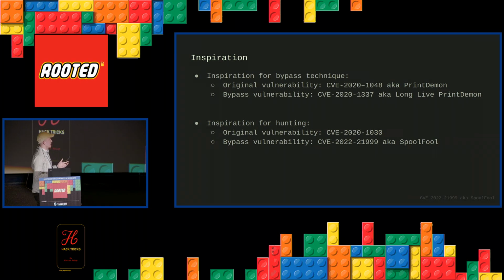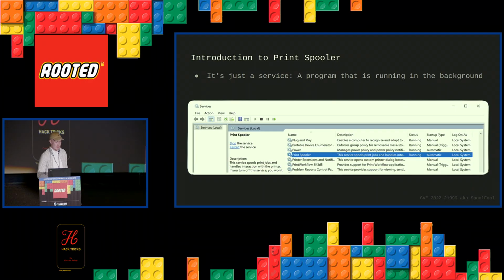Now that I had a bypass technique, I actually needed to go and find the vulnerability to apply this bypass technique. So I read a blog post about this CVE, and the bypass for that is Spoolful. Before we get started, we need a small introduction to the print spooler.